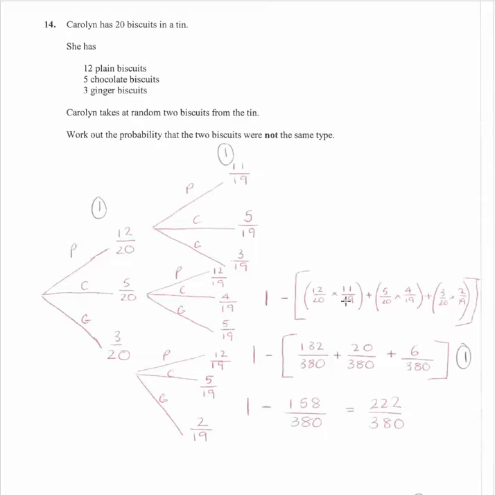That's the probability that they're both plain. This 5 over 20 multiplied by 4 over 19 is the probability they're both chocolate. And this is the probability they're both ginger. Adding these probabilities up gives me the probability that the 2 biscuits were the same. If I take that away from 1, what's left is the probability that they are different, that they're not the same type. And that's less work.